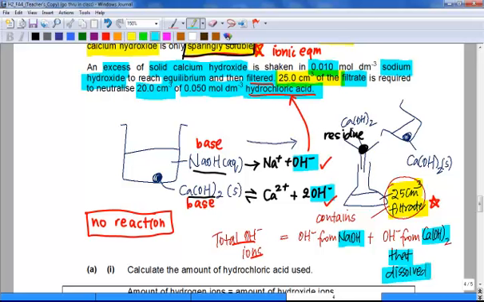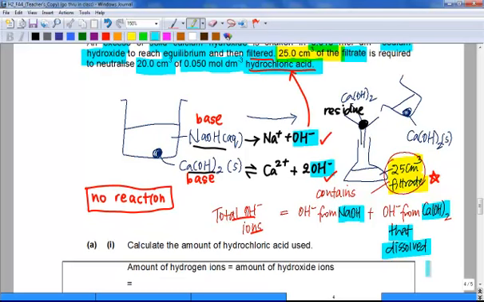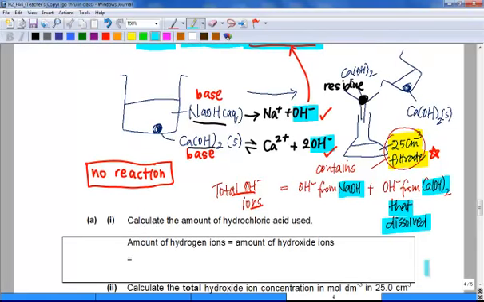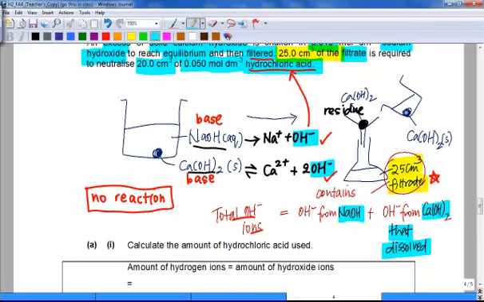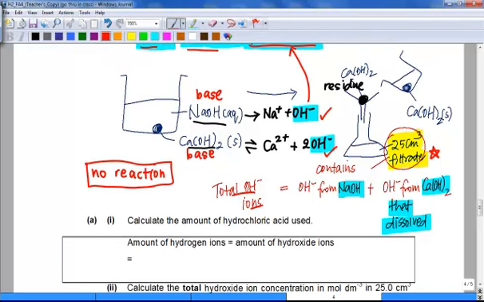Let's take a look at part A(i) first. Most of you can do it because it's simply calculating the amount of hydrochloric acid used, and the question has already given you the volume and the concentration. You can simply take concentration times volume, and you get the number of moles, which is 1 × 10⁻³ moles. I think most of you managed to get this.